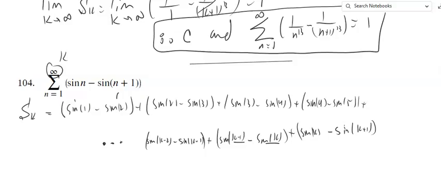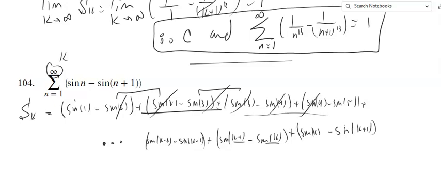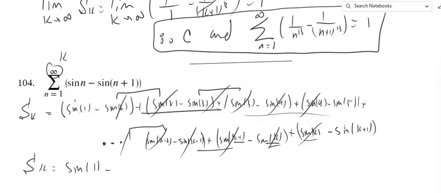Well, what do you notice? Those are exact opposites. Once you cancel a whole term, you know everything in between is going to be canceled out. And if you look at the last, those two are opposites. Those two are opposites, so this is going to cancel with the one before it. So this S sub k happened to be the sine of 1 minus the sine of k plus 1.